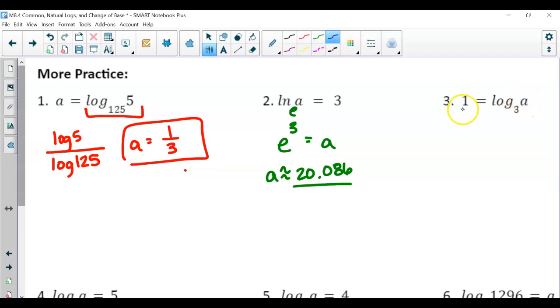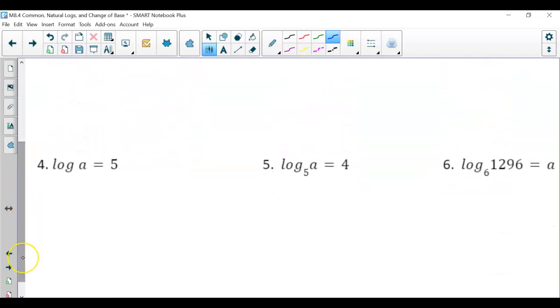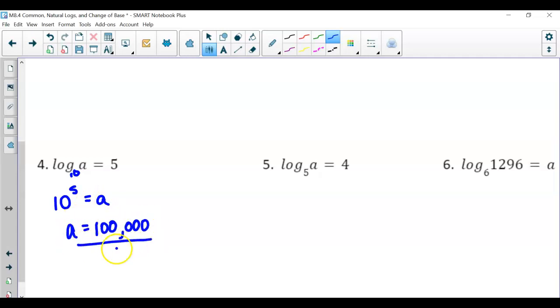Now, number 3, you could not use the change of base formula because we're looking now here, notice, for the value of a, but you're given the exponent. So this is a base of 3 to the first power is equal to a, which means you should have gotten a is equal to 3. Then here you have a common log with a base of 10. So that is 10 to the fifth power is equal to a, meaning a is equal to 100,000.